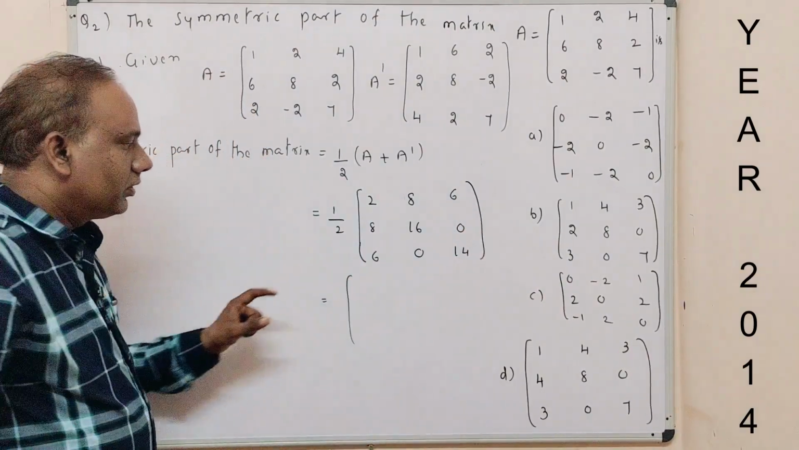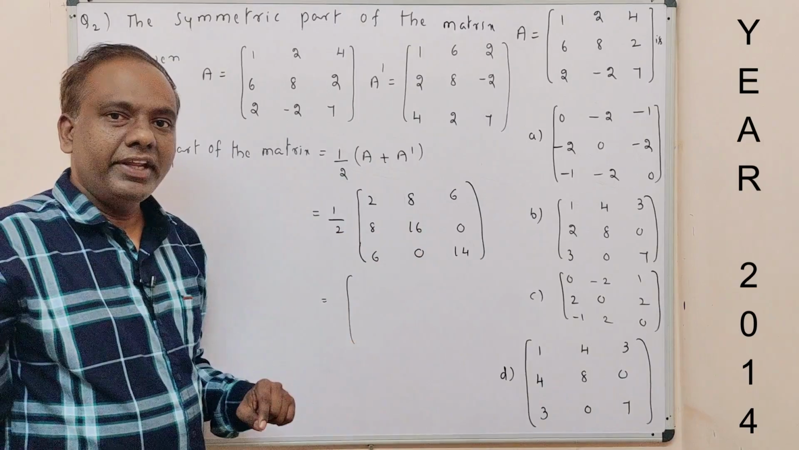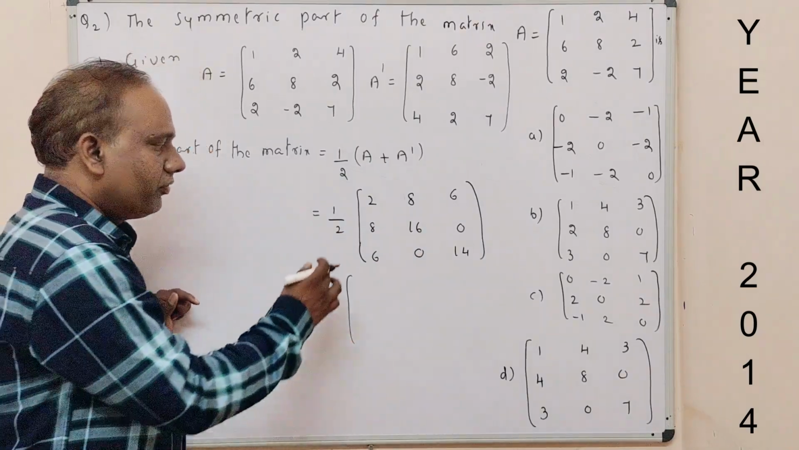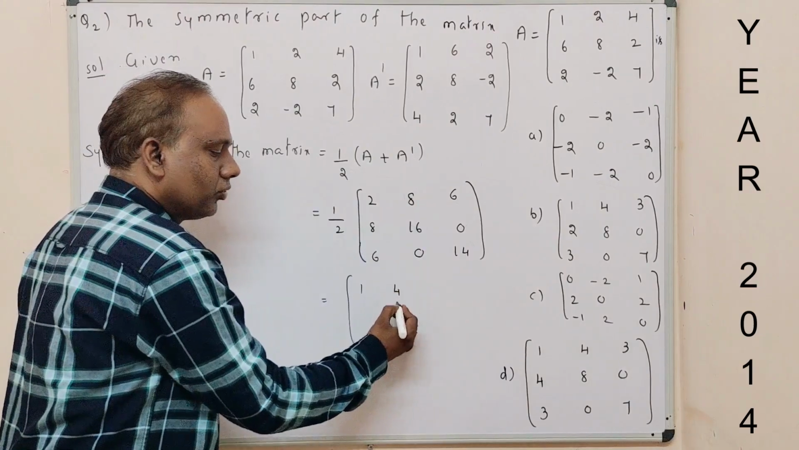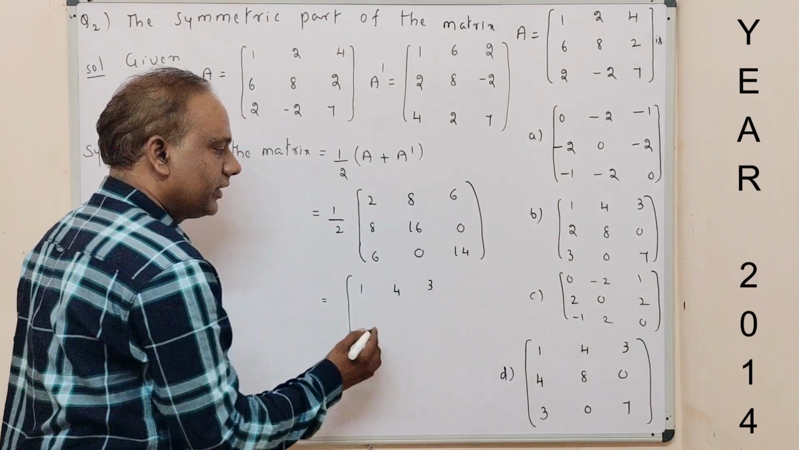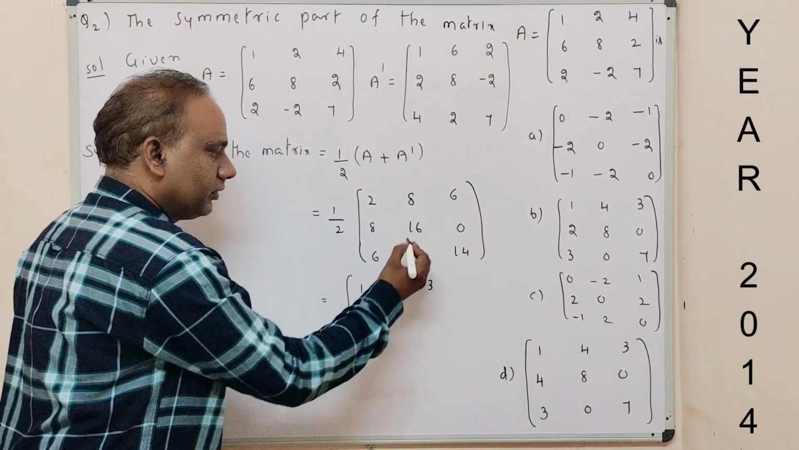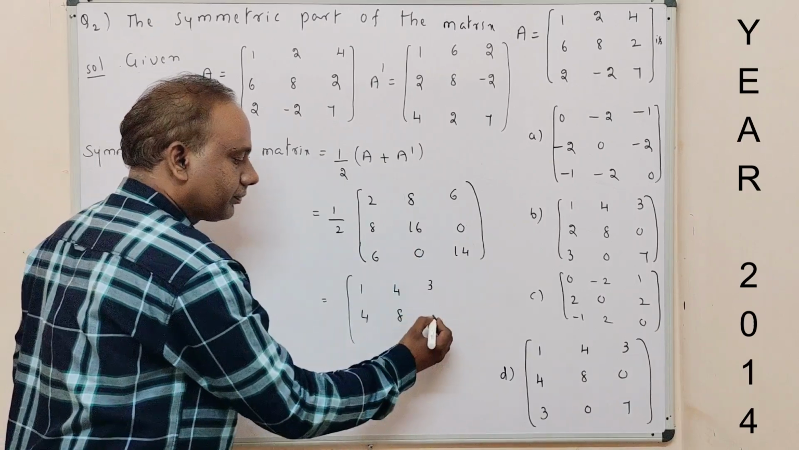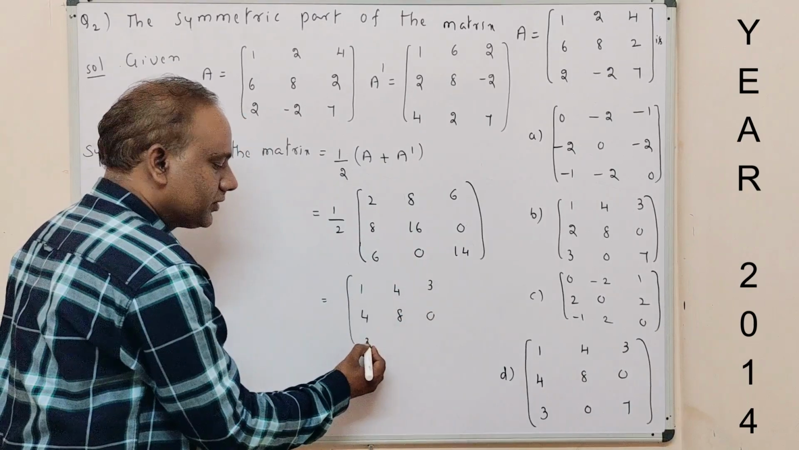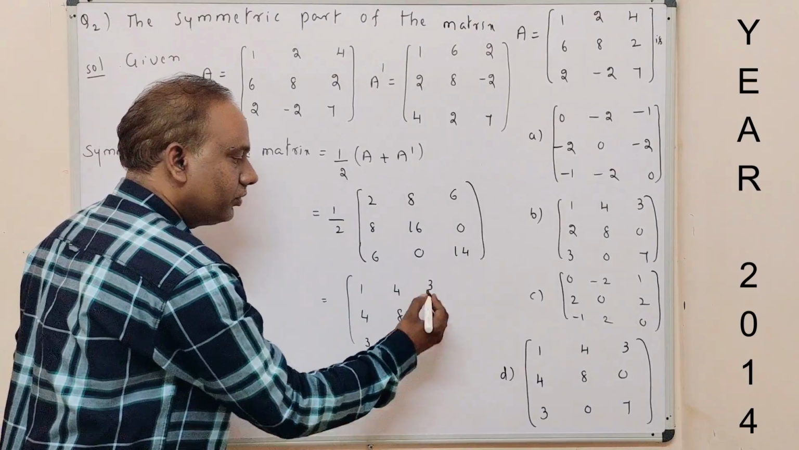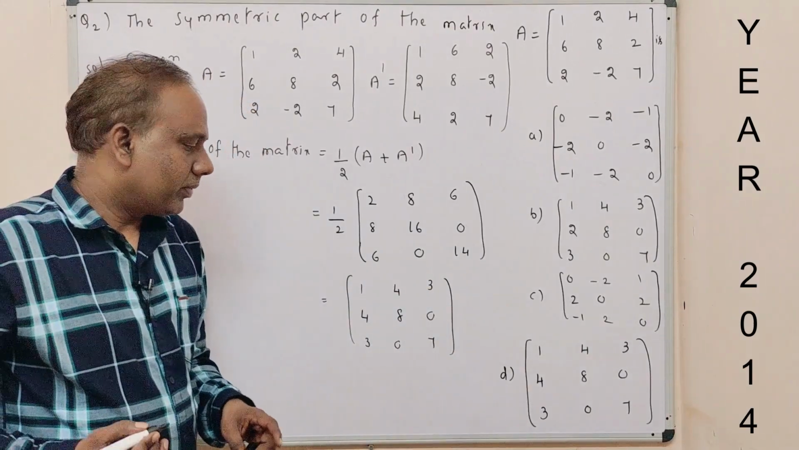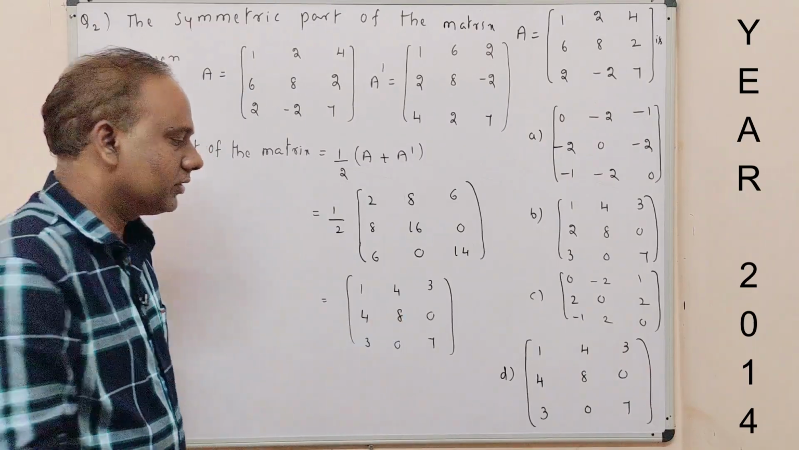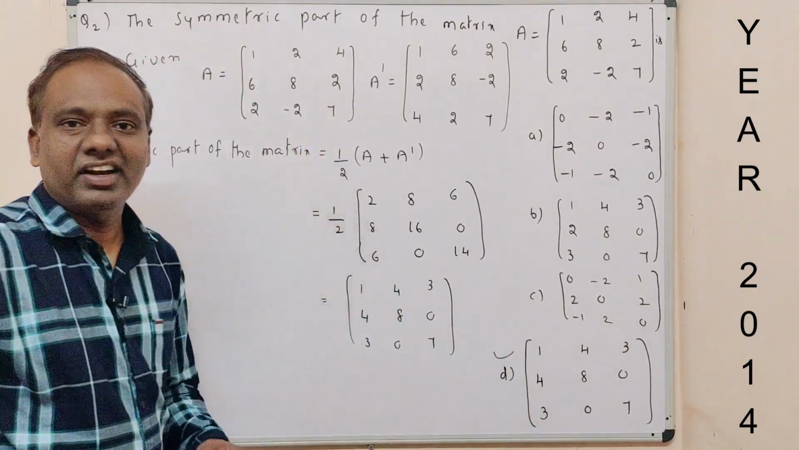Now you can divide each element by 2. If you divide by 2, it is 1, 4, 3, then 4, 8, 0, then 3, 0, 7. This is the symmetric part of the matrix. So here option D is the correct answer.